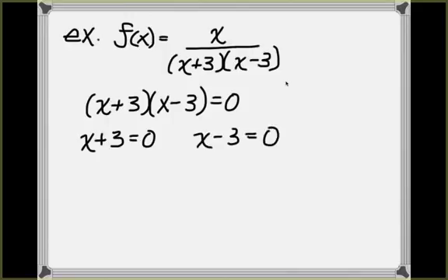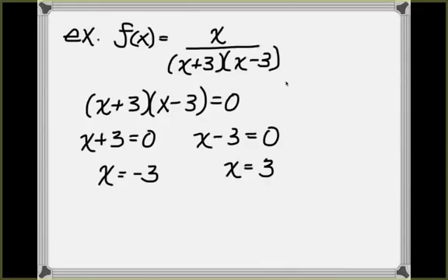So what I've done is I've taken x plus 3 equal to 0 and x minus 3 equal to 0. And now I'm going to solve. For the first factor we can say that x equals negative 3, and for the second factor x equals positive 3. What we have done is created the equations for our vertical asymptotes. So in this case, I have two vertical asymptotes, one being x equals negative 3 and one being x equals positive 3.